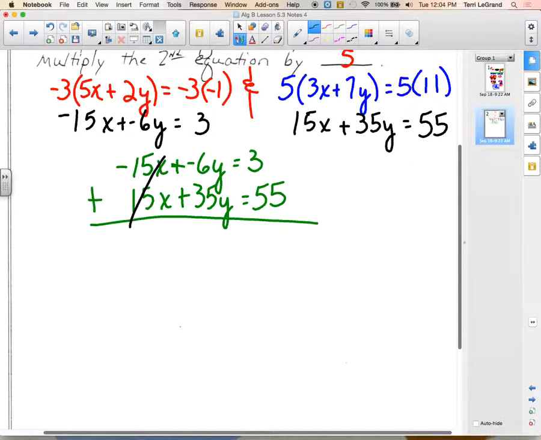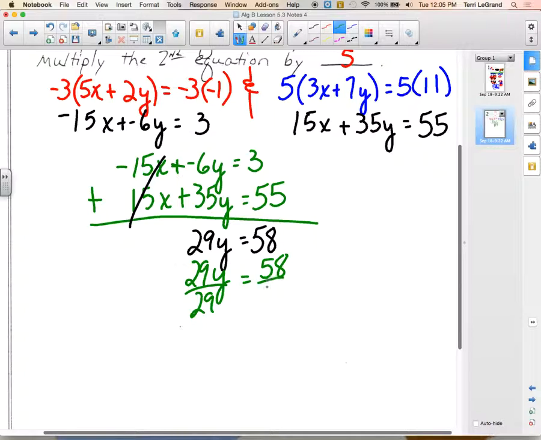What's a negative 6 plus 35? 29. Is it positive 29 or negative 29? Positive 29. And 3 plus 55? 58. I bet 29 times 2 is 58. What do you think? Let's see, 9 times 2 is 18. I'll have a 1 to carry. 2 times 2 is 4. Yeah. So we divide both sides by 29, and thank goodness 29 goes into 58 so nicely.